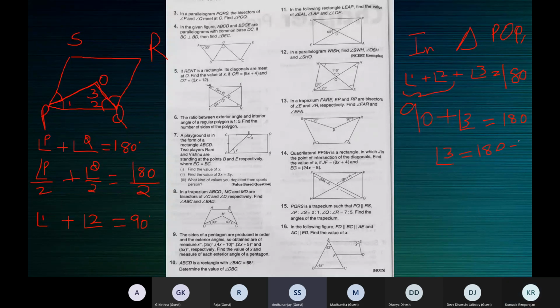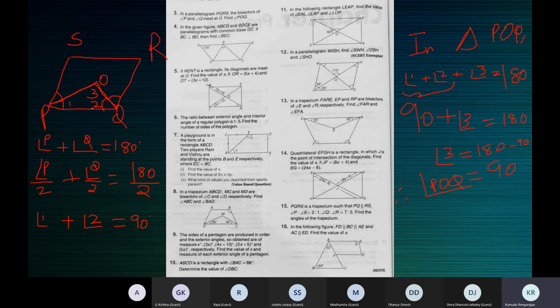So angle 3 is equal to 90 degrees. You must remember this result. Sometimes it's asked in objective questions. You don't have time to work all this, so you must remember this result. Therefore, angle 3 is nothing but angle POQ. Angle POQ is equal to 90 degrees.